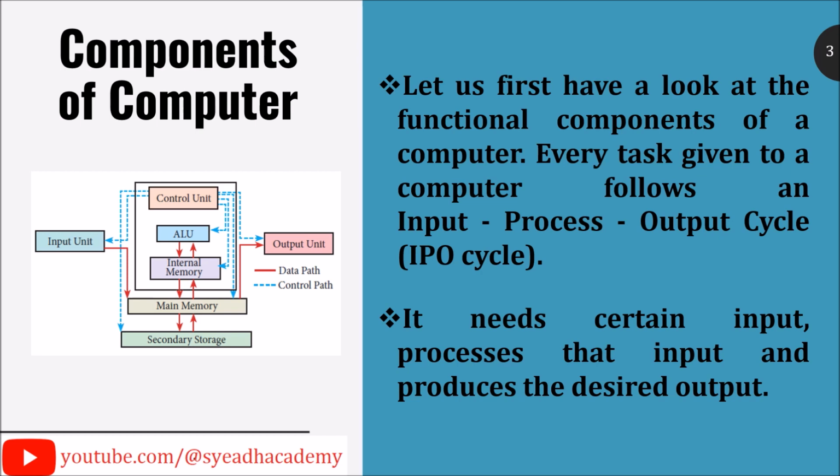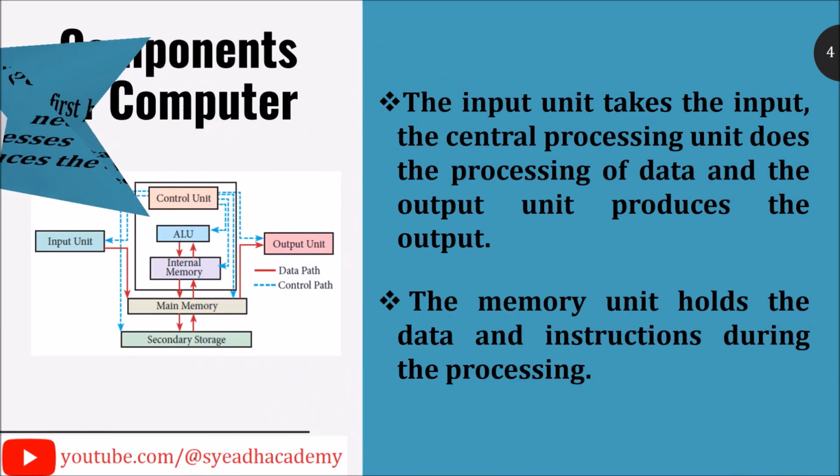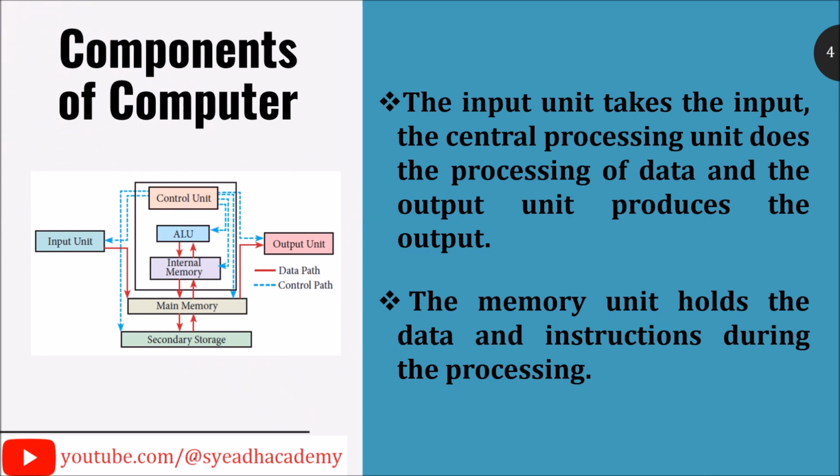Let us first have a look at the functional components of a computer. Every task given to a computer follows an input, process, output cycle, IPO cycle. It needs certain input, processes that input and produces the desired output. The input unit takes the input, the central processing unit does the processing of data, and the output unit produces the output. The memory unit holds the data and instructions during the processing.